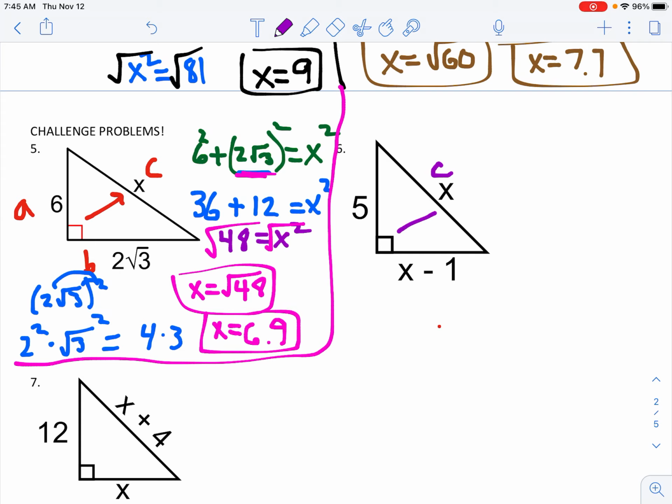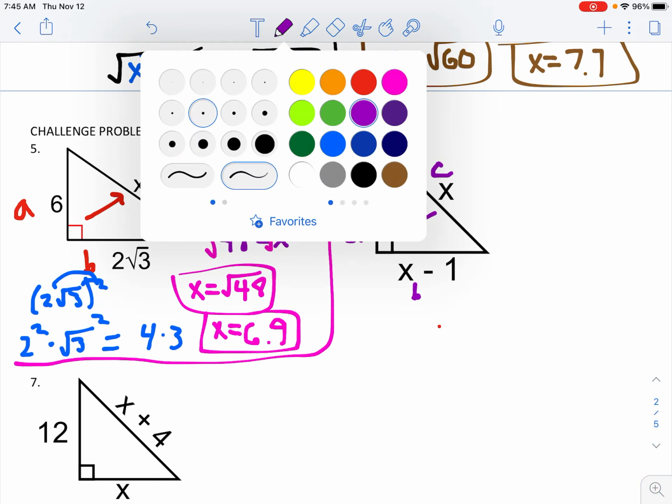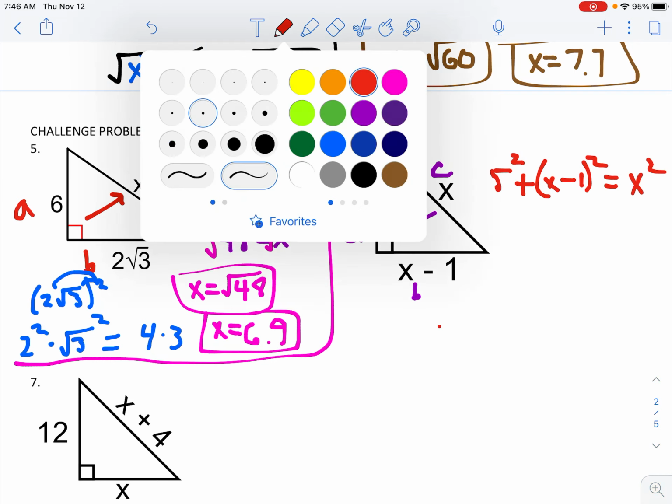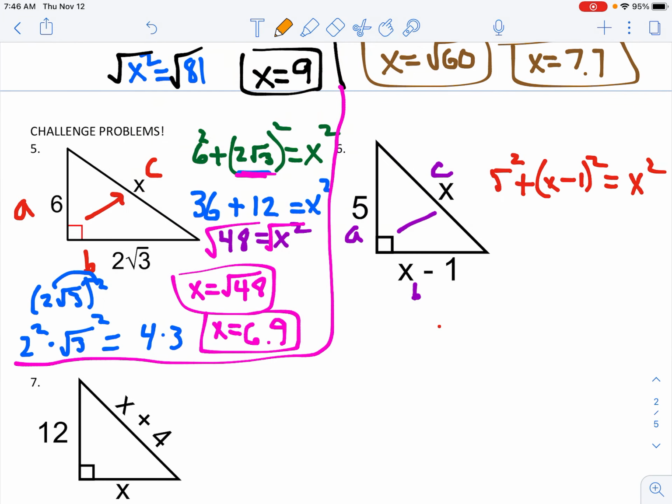All right, we're going to go ahead and find x. I'm going to label this A, B, and C. I'm going to start to plug it in, so 5 squared, well, let's erase that. Let's do it right here. 5 squared plus (x minus 1) squared equals x squared. Now, again, this just requires some work.